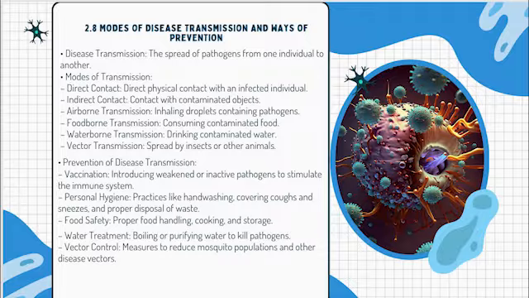Pathogens can spread through direct contact, indirect contact, airborne transmission, foodborne transmission, waterborne transmission, and vector transmission. To prevent disease, we can get vaccinated, practice good personal hygiene, ensure food safety, treat water properly, and control disease vectors like mosquitoes.